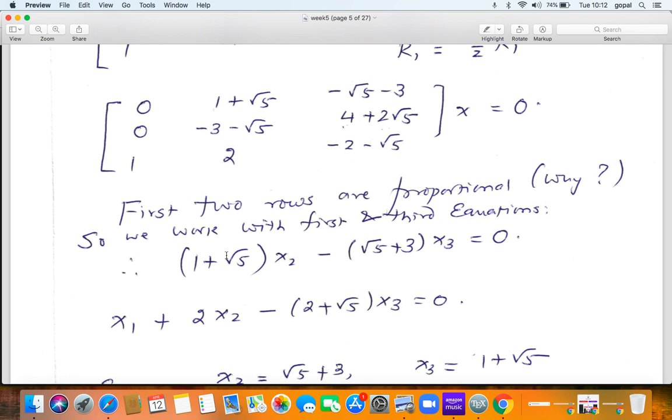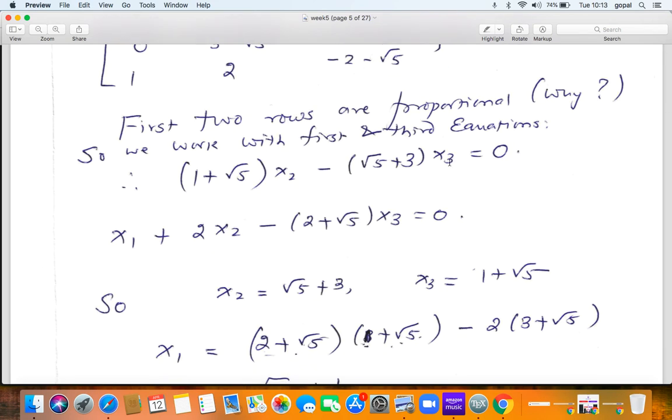The first row will give you (1 plus root 5) x2 minus (3 plus root 5) x3 equal to 0. And the last equation gives you x1 plus 2x2 minus (2 plus root 5) x3 equals 0. There is a pivot in the first column, and so x1 cannot be a free variable. x1 has to be expressed in terms of the free variables. If you do further row operations, you will realize that the free variable will be x3. We can produce a pivot in the second column as well. So the non-pivotal column is the third column, and you can take x3 as a free variable and find x2 in terms of x3.